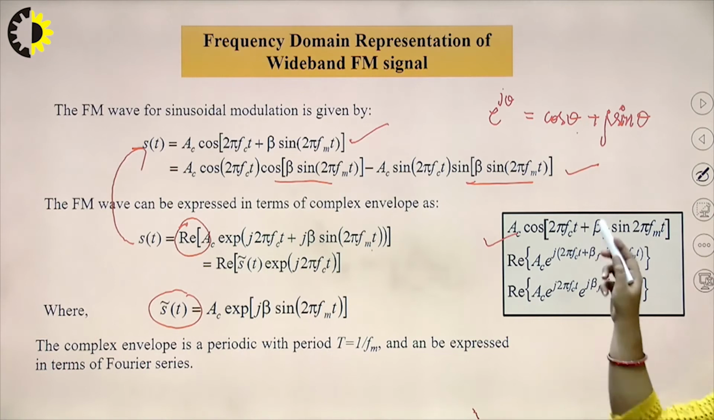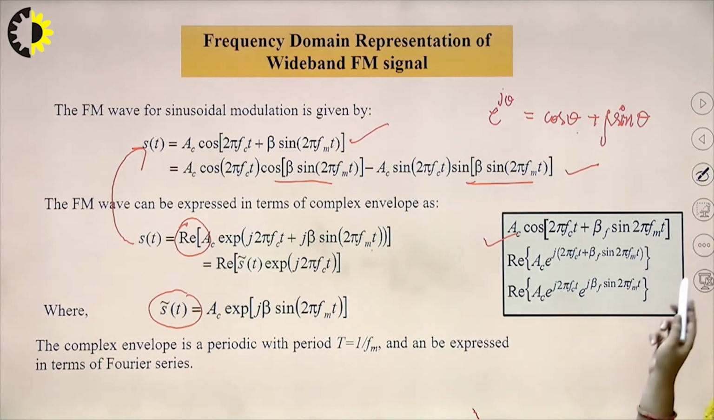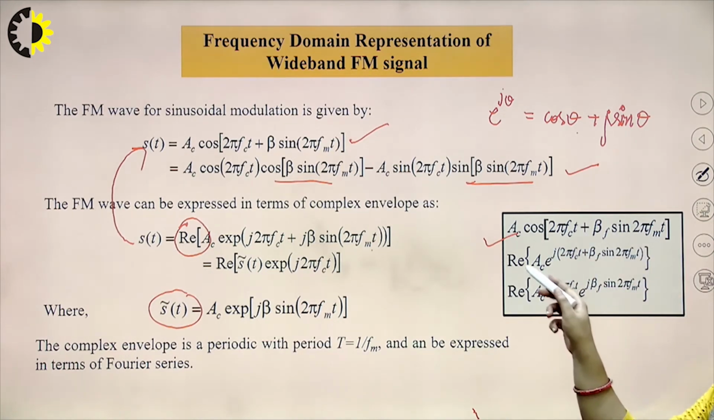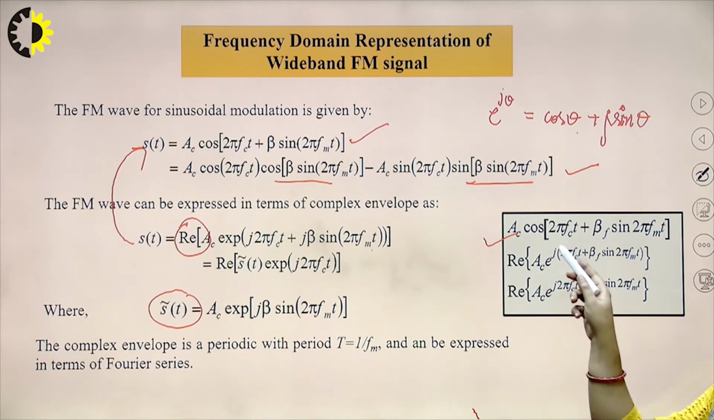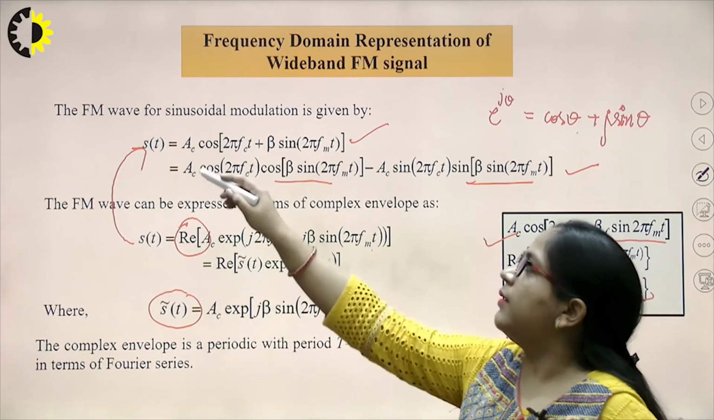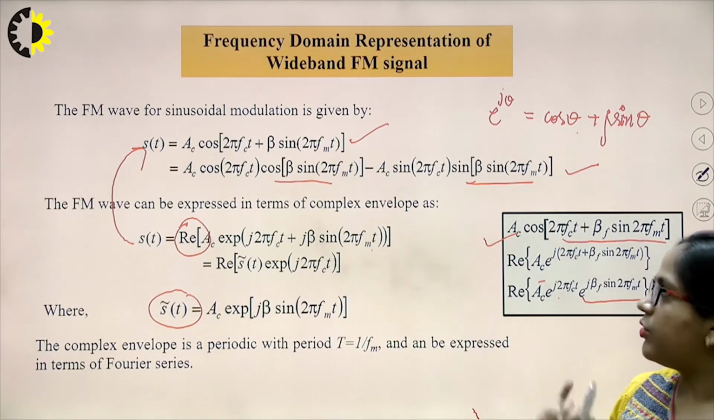Here I have shown how I am writing these expressions in this box. We can take the reference of this box: Ac cos(2π fc t + β sin 2π fm t) is equivalent to the real part of Ac e raised to the power of the angle term j(2π fc t + β sin 2π fm t). Further, this can be represented as the first term e raised to the power j2π fc t into e raised to the power jβ sin 2π fm t, out of which this second part into Ac we have considered as ŝ(t). So we have rewritten our single tone FM expression in terms of its complex envelope.